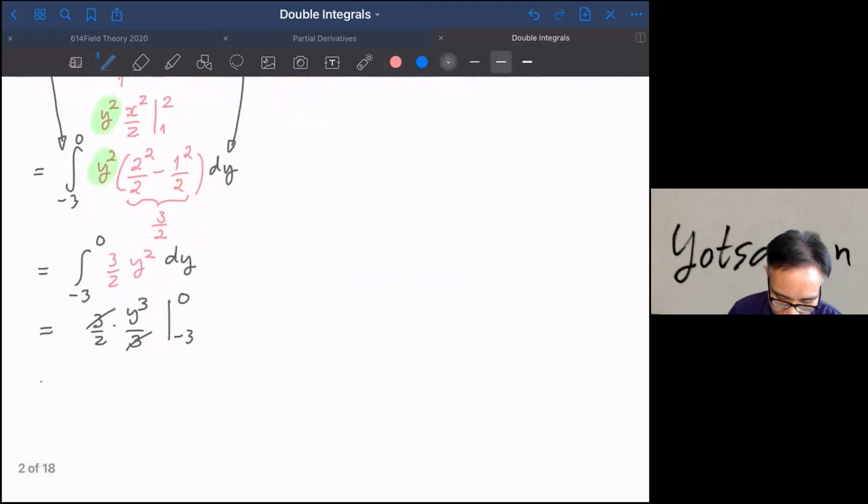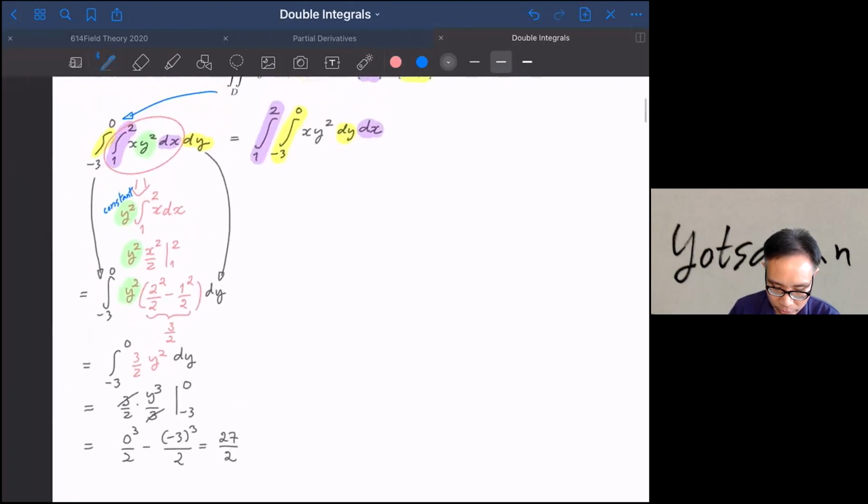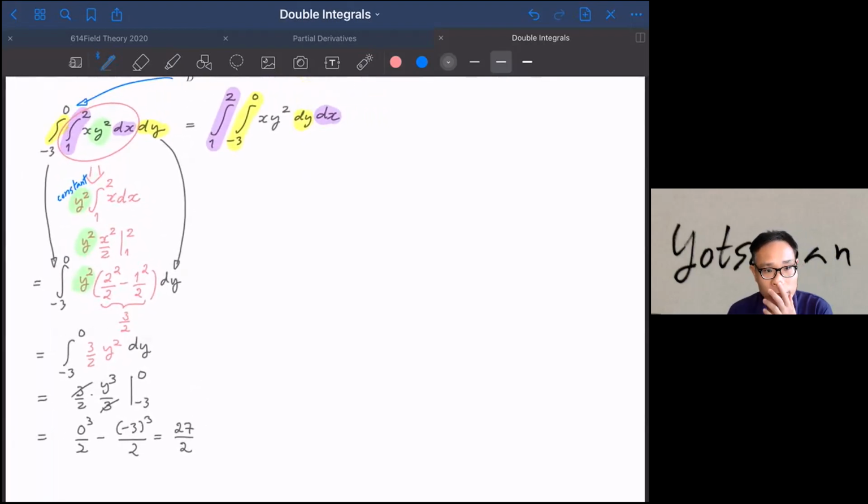So you just plug in y equals 0, and subtract y equals -3, giving -3 to the third over 2, which is 27 over 2. This is the whole calculation for the first double integral that we set up, where we had the constant in terms of y squared.